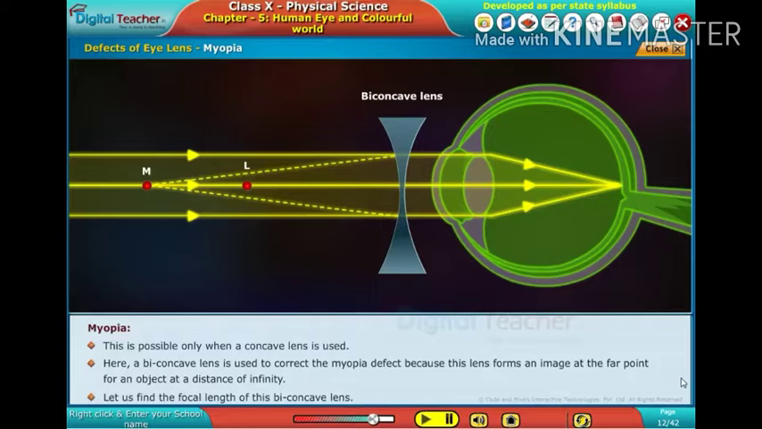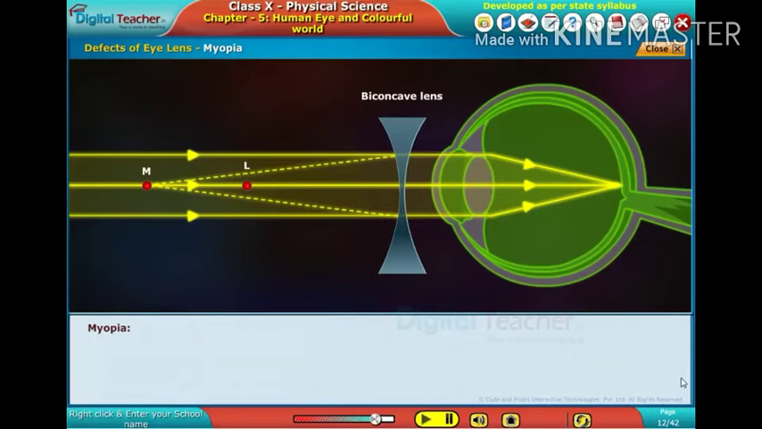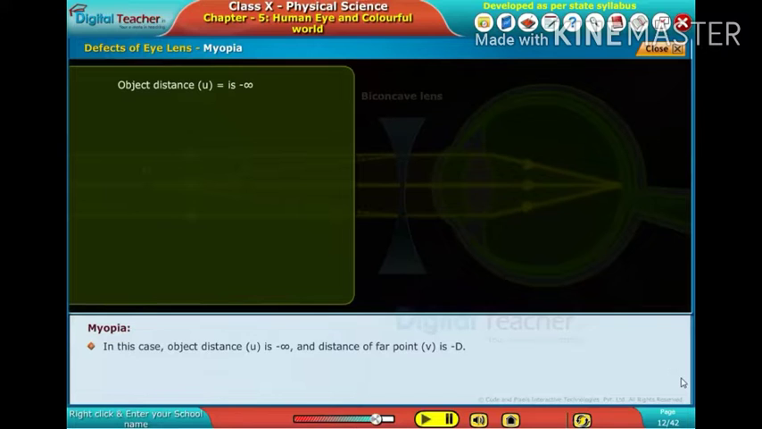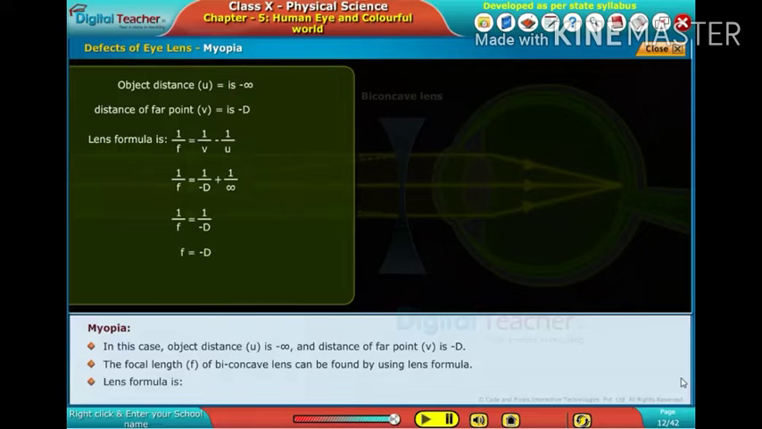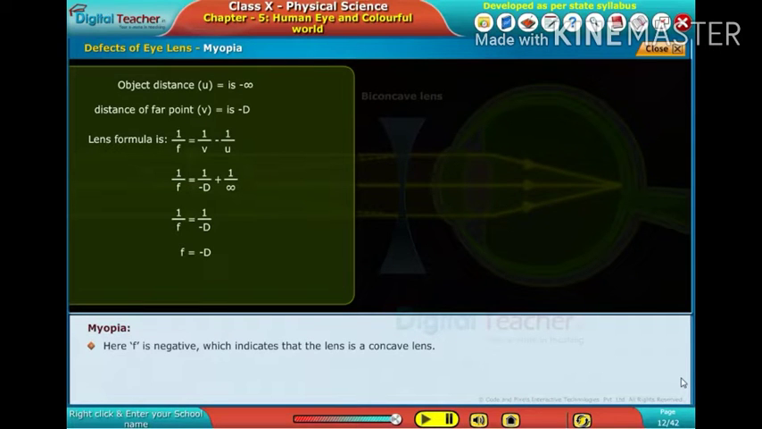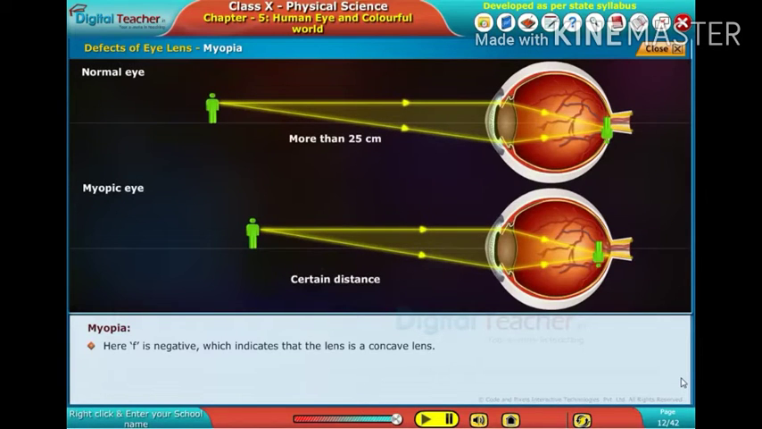Let us find the focal length of this biconcave lens. In this case, object distance u is minus infinity and the distance of far point v is minus d. The focal length f of the biconcave lens can be found by using the lens formula. Lens formula is 1 by f is equal to 1 by v minus 1 by u. 1 by f is equal to 1 by minus d plus 1 by infinity. 1 by f is equal to 1 by minus d. f is equal to minus d. Here f is negative, which indicates that the lens is a concave lens.